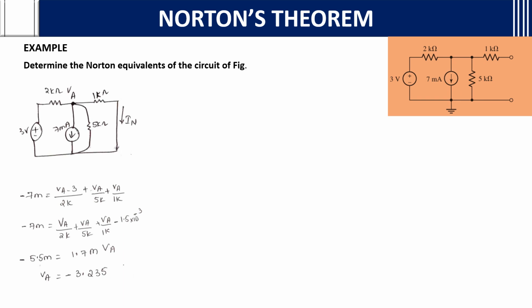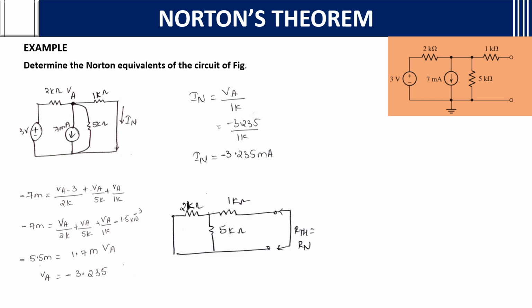Initially we got VA, but we want IN. IN is at the short circuit side, so we find the IN there. So the IN current is voltage VA by R, which is 1 kilo. If you substitute, then you will get IN as minus 3.235 milliamperes.